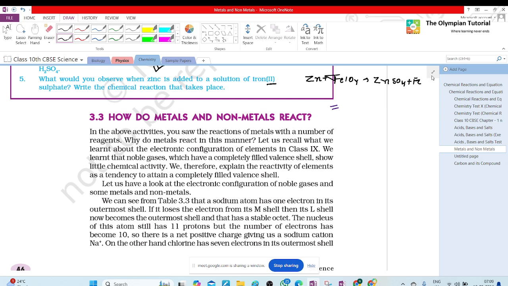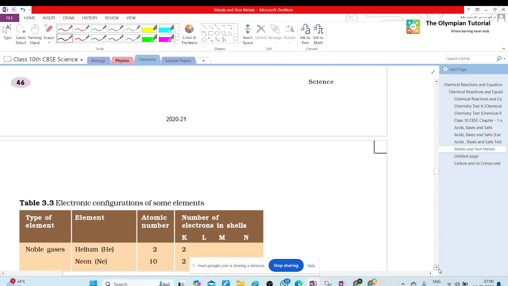How do metals and non-metals react? As I already told you, metals form positive ions, non-metals form negative ions. How do metals form positive ions? Because metals donate electrons. They have extra electrons and donate them. Non-metals accept the electrons.